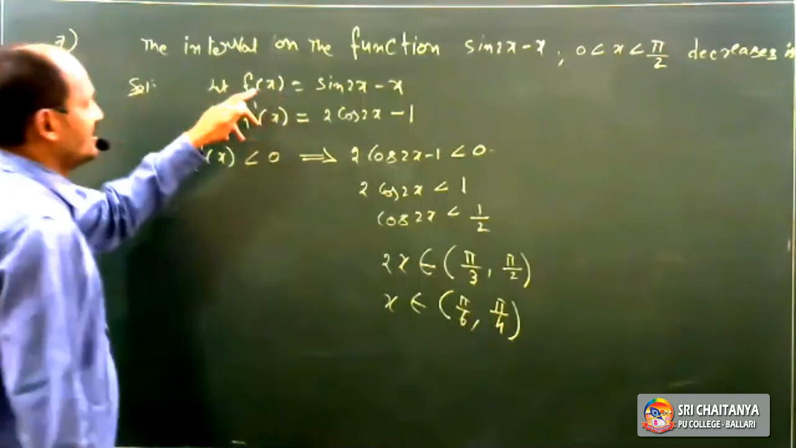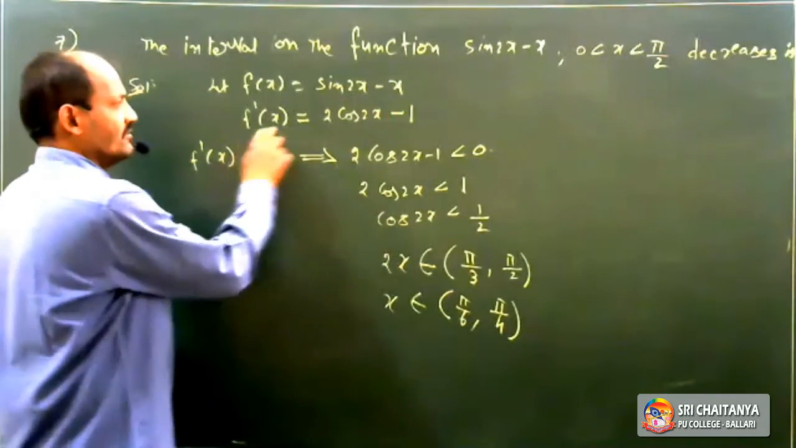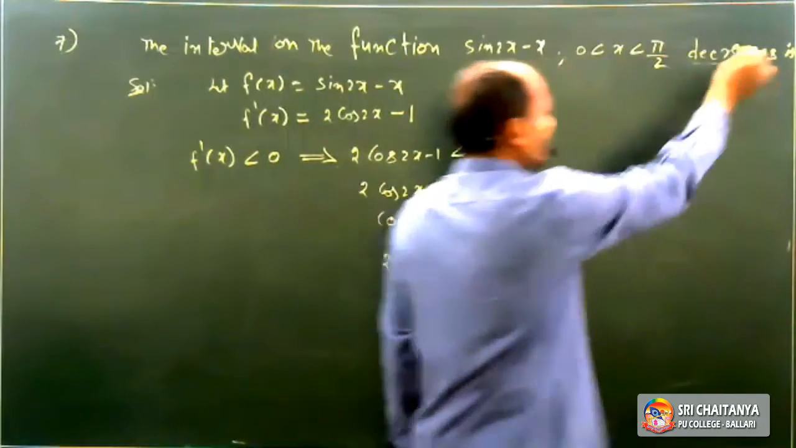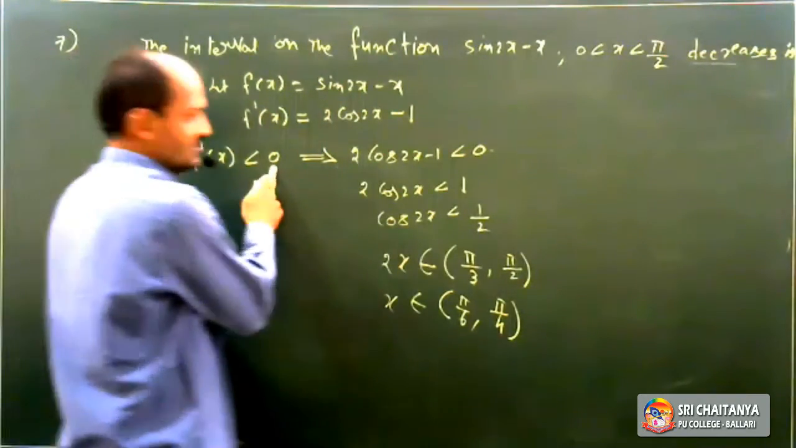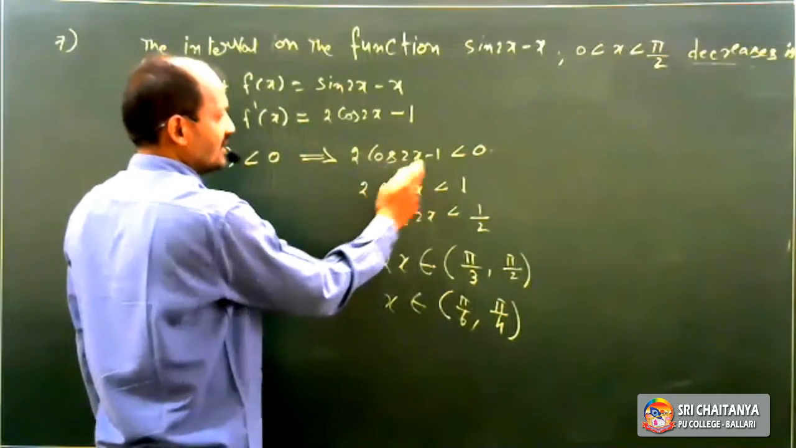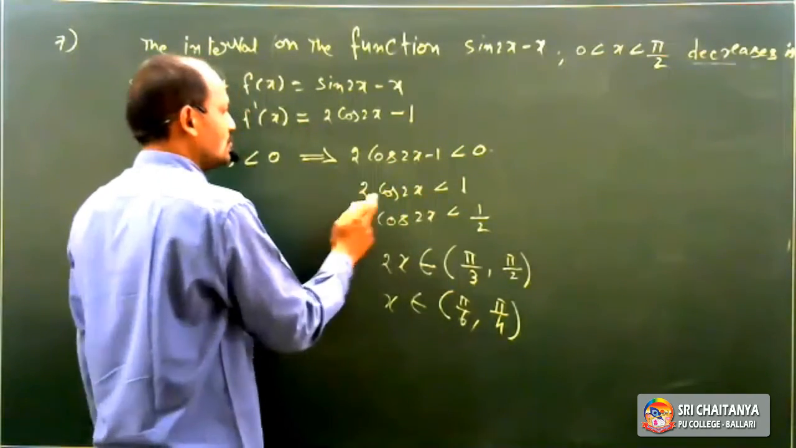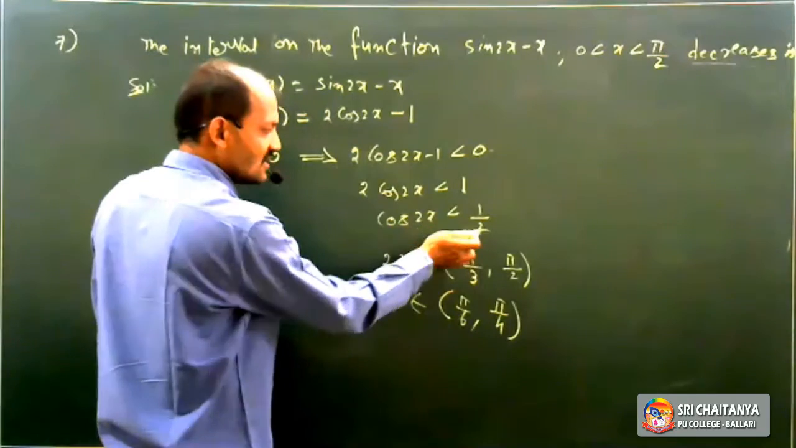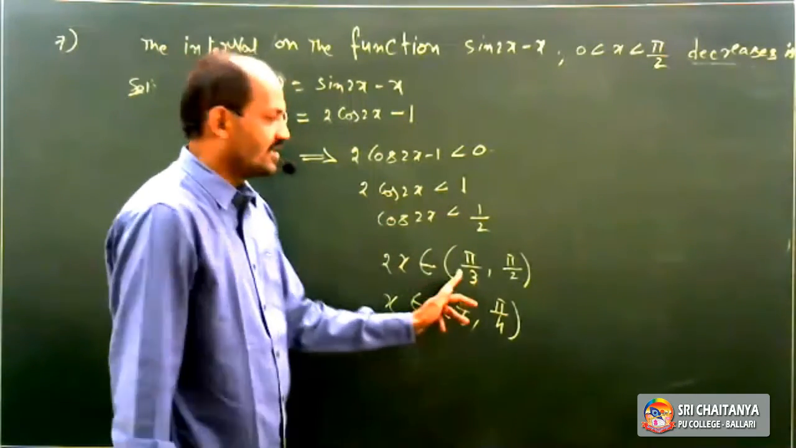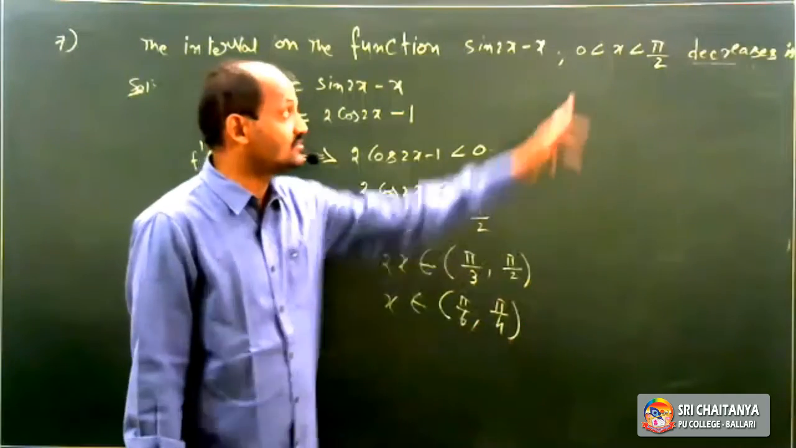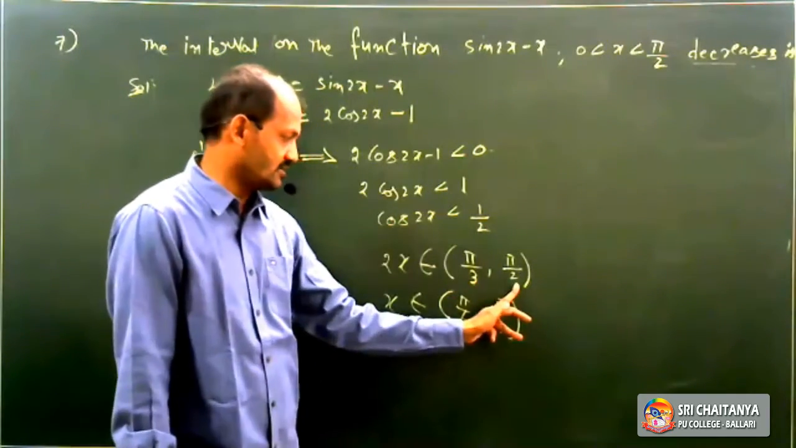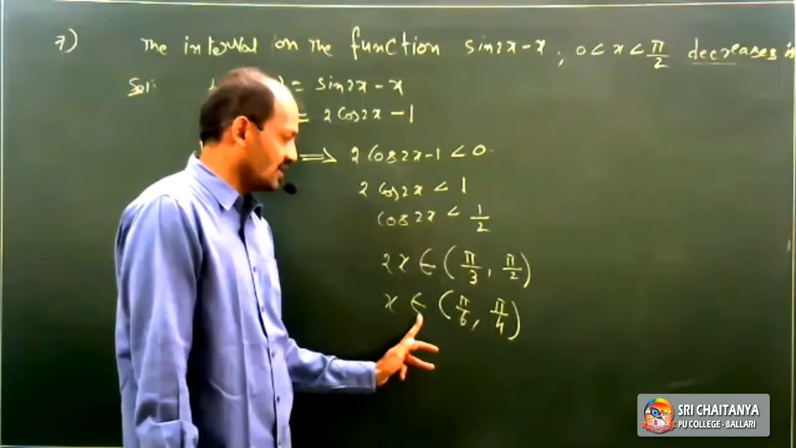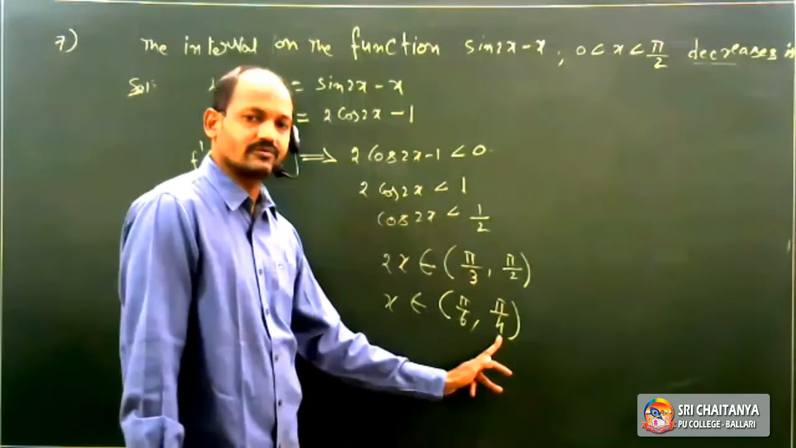Listen. f of x equals sin 2x minus x. Its derivative is 2 cos 2x minus 1. It is decreasing, that means f dash of x is less than 0. So 2 cos 2x minus 1 less than 0, 2 cos 2x less than 1, cos 2x less than 1 by 2. That means 60 degrees to 90 degrees in the first quadrant, so 2x belongs to pi by 3 to pi by 2. Clearly x belongs to pi by 6 to pi by 4. Okay, write down.